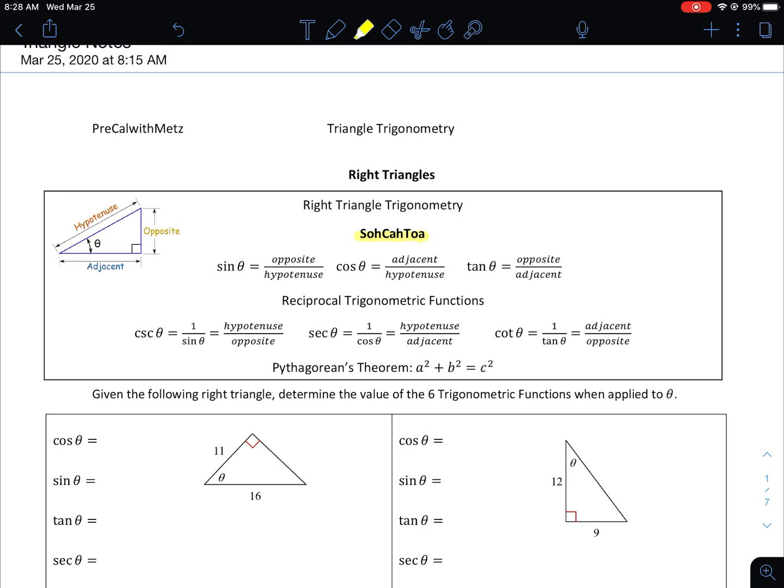Now, when it comes to solving triangles, we're going to stick with sine and cosine and tangent. The reciprocal trig functions we really do not use to solve for right triangles. They're mainly for looking at and analyzing trig functions.